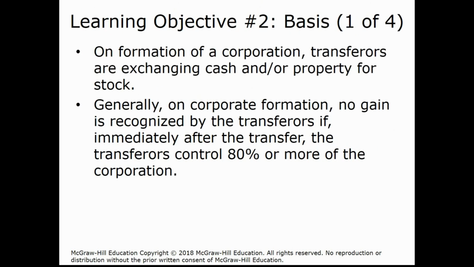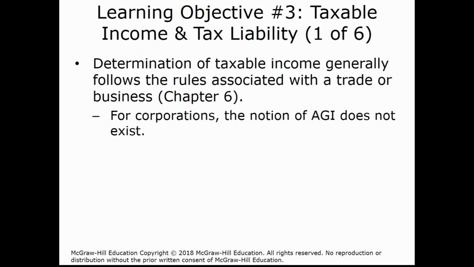On the formation of a corporation, the transferors, as long as they maintain 80% ownership interest or control of the corporation, don't have to report any gains. And adjusted gross income is not used for Form 1120, which is the C corporation tax form, since, as we'll talk about shortly, the C corporation will take its balance sheet and income statement on M schedules and convert them into financial reporting that is consistent with IRS guidance.